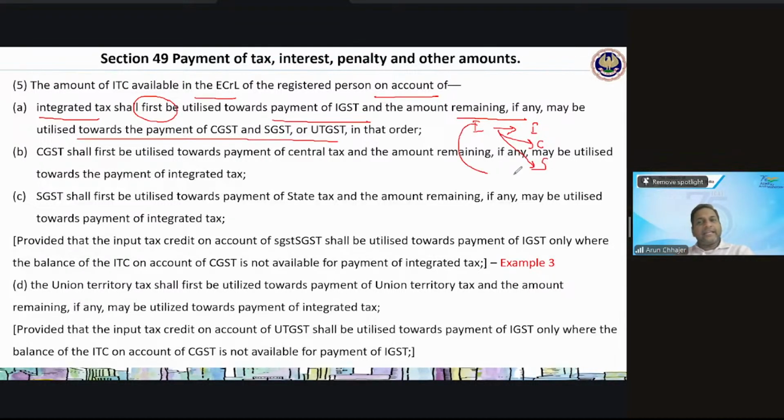Can I directly give to S without giving to C? Suppose there is no liability under I, but under C there is a liability of 20, and under S there is a liability of 20. He has only 20,000. Can I directly give 20,000 to S without giving to C?